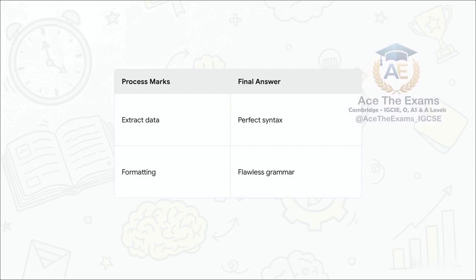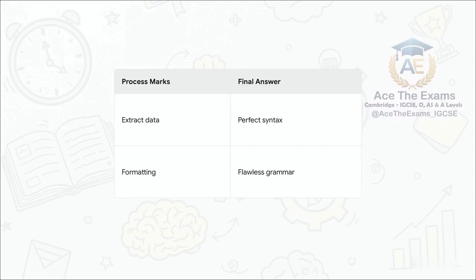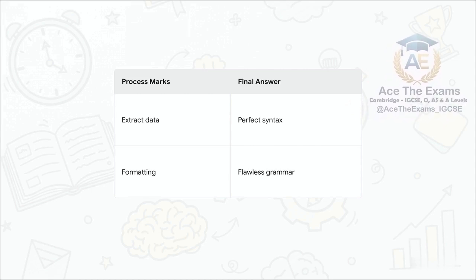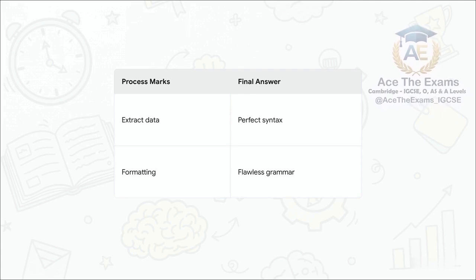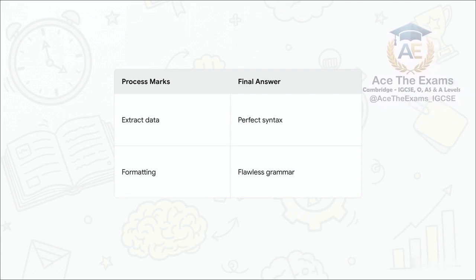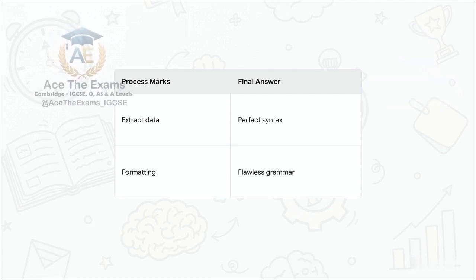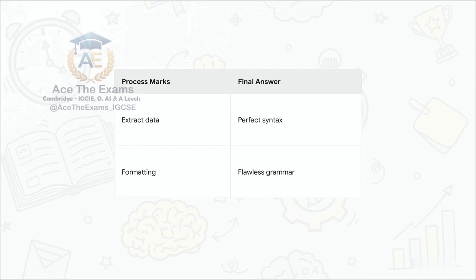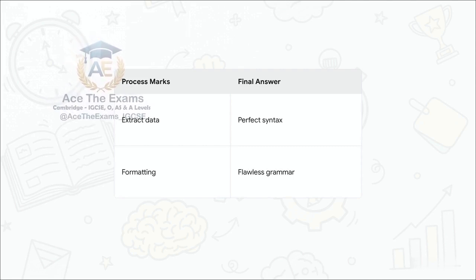Okay, timer's back on. Let's talk about the method mark hacker strategy. There is a critical mathematical balance between process marks and final answer marks. Process marks come from extracting data, formatting correctly, and using proper terminology. Final answer marks come from absolute grammatical perfection in your Arabic syntax. The secret hack here is realizing that the process is worth just as much, if not more, than the final grammatical perfection.